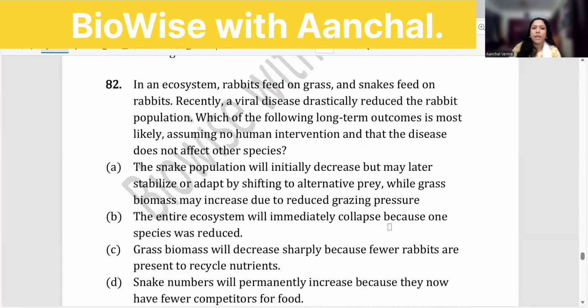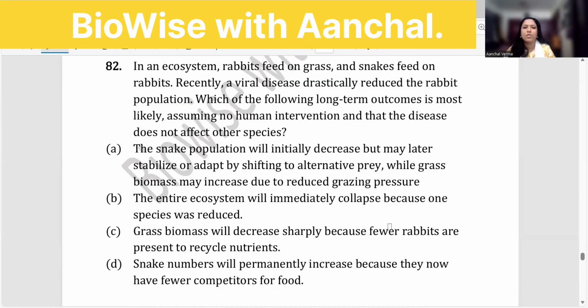Next one, a question on food chain, because food chain is generally asked. Even in your specimen paper, they have given an unusual food chain of seal and penguin. So you should know that seal consumes penguin. Okay, the topmost is seal. Anyway, coming back, in an ecosystem, rabbit feeds on grass, snake feeds on rabbit. Recently, a viral disease drastically reduced the rabbit population. Which of the following long-term outcomes is most likely, assuming no human intervention and that the disease does not affect other species?